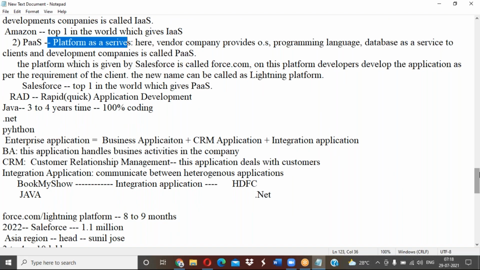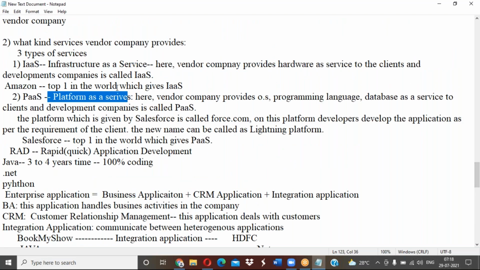Infrastructure as a service means the vendor company provides hardware as a service to clients and development companies. That kind of service we can call infrastructure as a service. In this, Amazon is the top number one company in the world which gives infrastructure as a service.